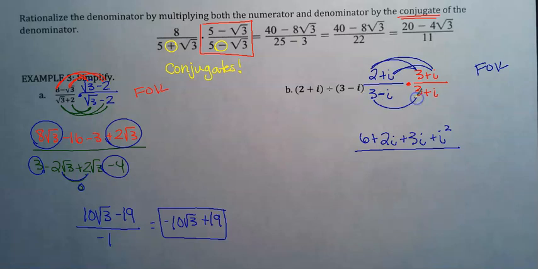So 3 times 3 is 9. 3 times I is a positive 3I. Negative I times 3 is negative 3I. Negative I times positive I equals negative I squared.